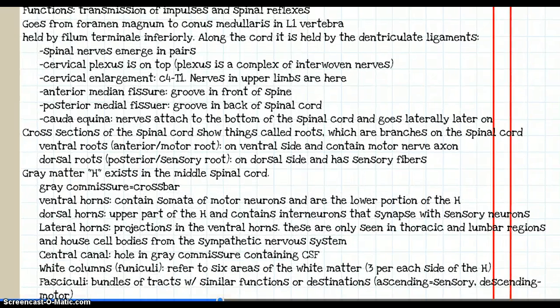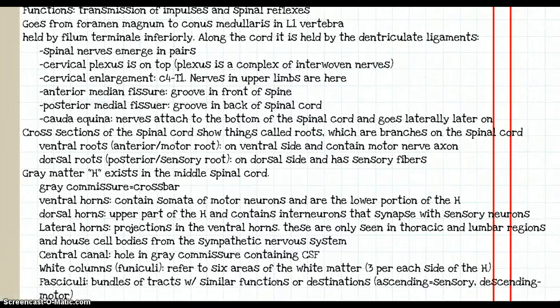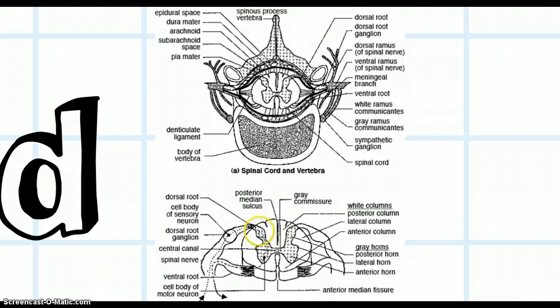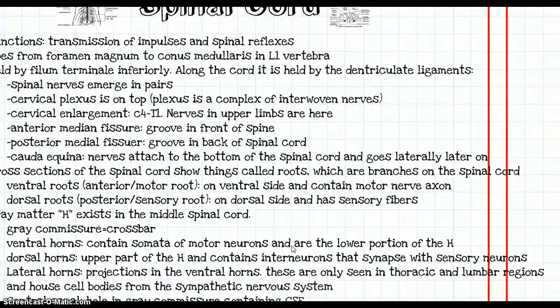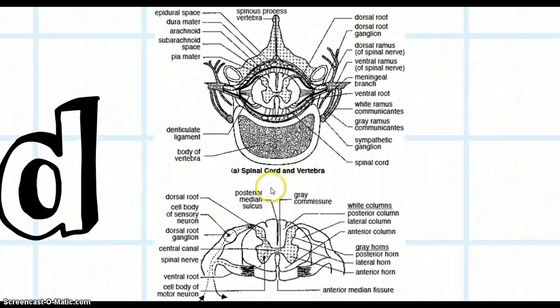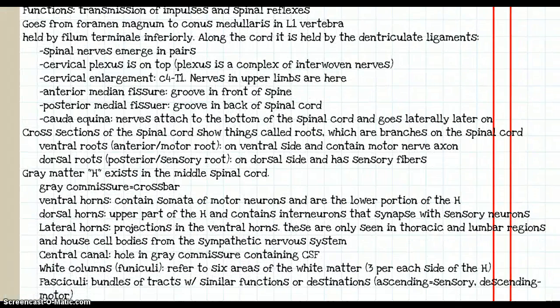So right here, in the middle of the H is something called the gray commissure, and that's the crossbar. If you take a look at this gray matter area right here, this would be the gray commissure. And then after that, there are the ventral horns. Those contain the somata of motor neurons, and it's the lower portion of the H. So right here, somata of motor neurons are over here.